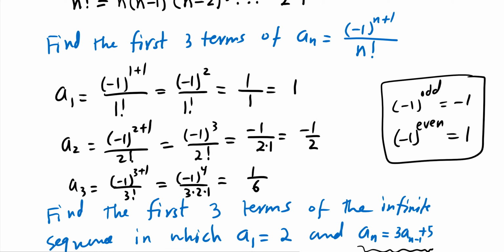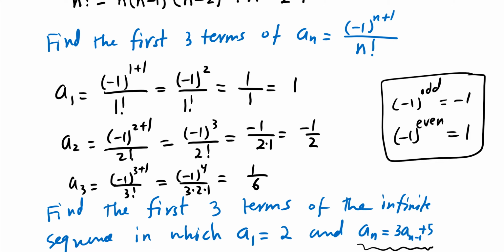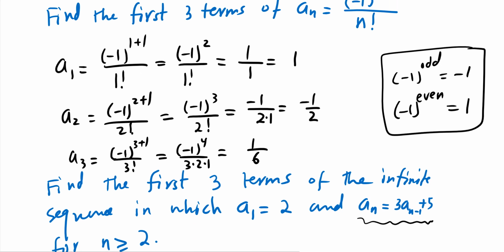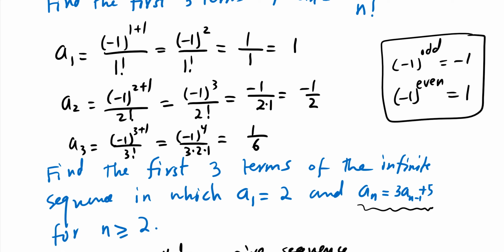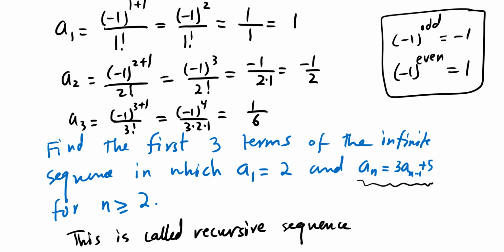Next one, find the first three terms of the infinite sequence in which a1 is given. A1, they give us a1 already. And then they give us an, which is a function in terms of an minus 1. This is a specific kind of sequence. We call it the recursive sequence. So the next term will depend on the previous one.